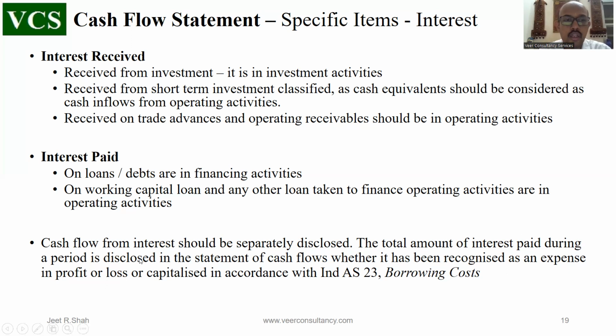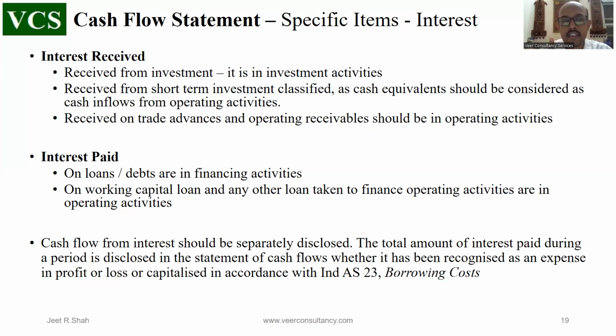So cash flow from interest should be separately disclosed. It's very important to disclose how much interest went out; you cannot net it off. The total amount of interest paid during the period is disclosed in the statement of cash flows, whether it has been recognized as an expense in P&L or capitalized in accordance with Ind AS 23 borrowing cost. Now, as we had seen in the profit and loss account, if you remember, Reliance had capitalized around 10,000 some odd crores of interest to the balance sheet.